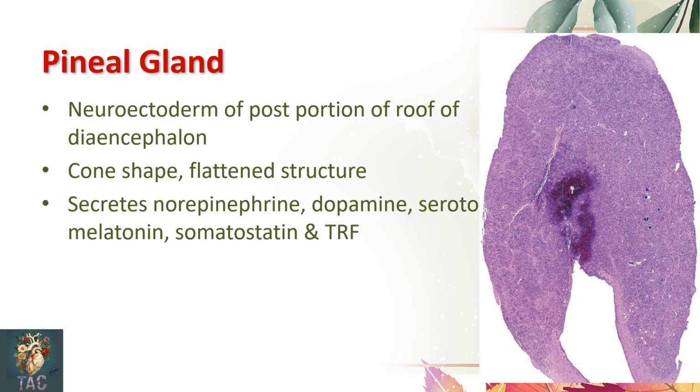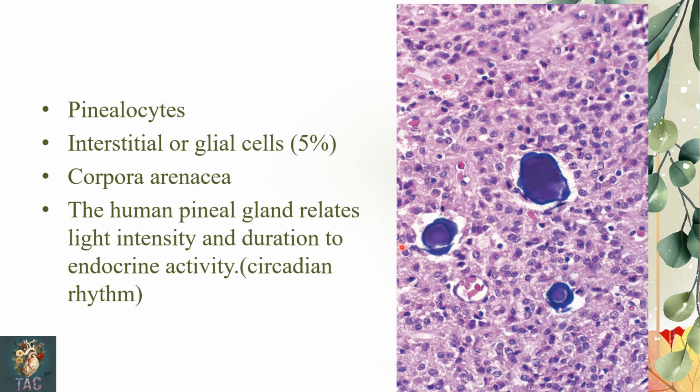So next is the pineal gland. The pineal gland is a neuroectodermal structure of the posterior portion of the roof of the diencephalon. It is a cone-shaped, flattened structure that secretes the hormones norepinephrine, dopamine, serotonin, melatonin, somatostatin, and thyrotropin releasing factor.